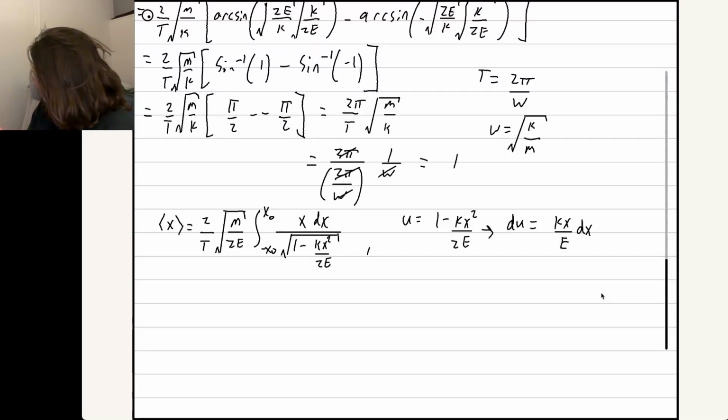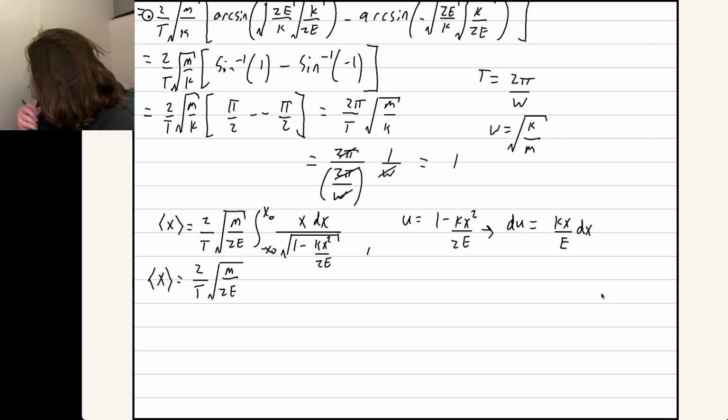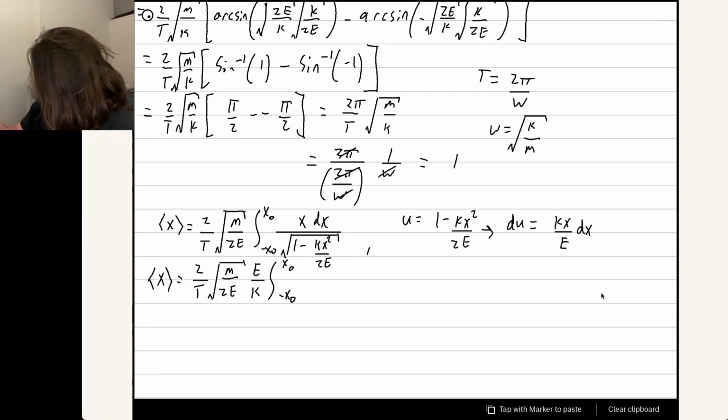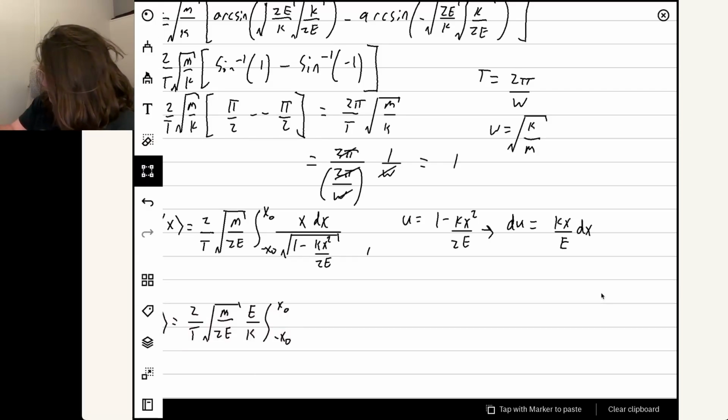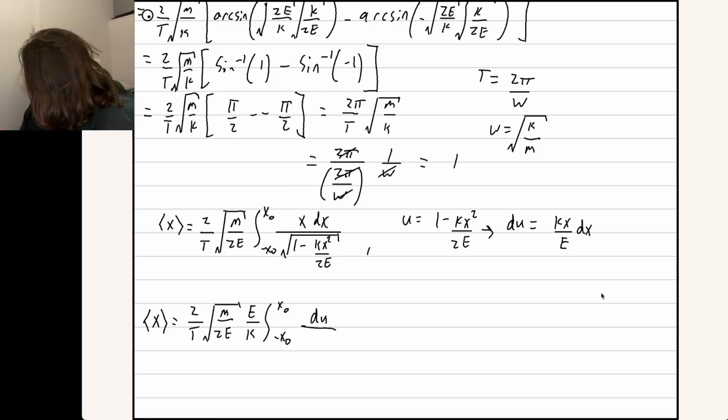And so throwing that in, we have the expectation value is root 2 over t, m over 2e, and then just e over k, and then this stuff in here becomes, we're dividing by x, so we get du over the square root of u.